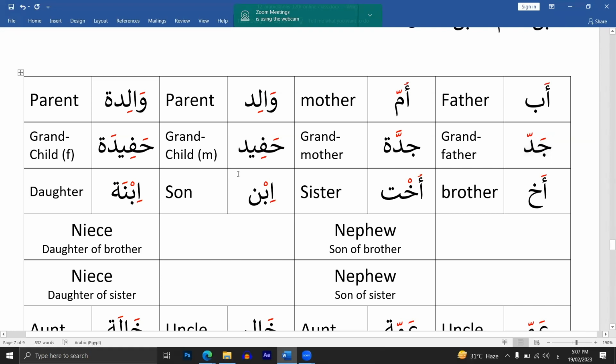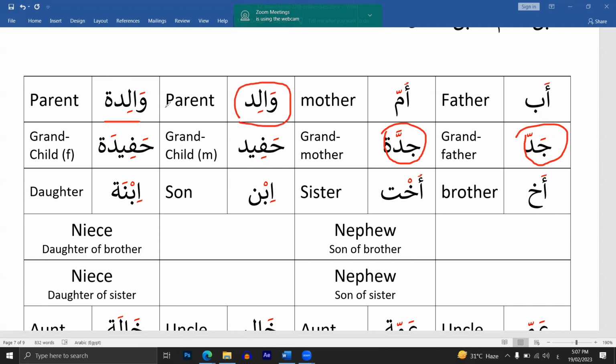And hafid, grandchild, for masculine. And then if we want to get the feminine, we will add only ta'un marbuta. Here, as you can see, jadd, jaddah, walid, walidah, hafid, and hafidah. All we did was add ta'un marbuta. Okay, and also here, ibn, ibnah.